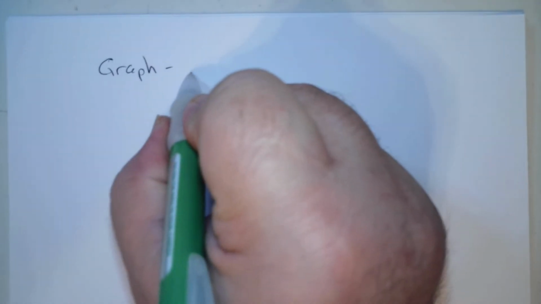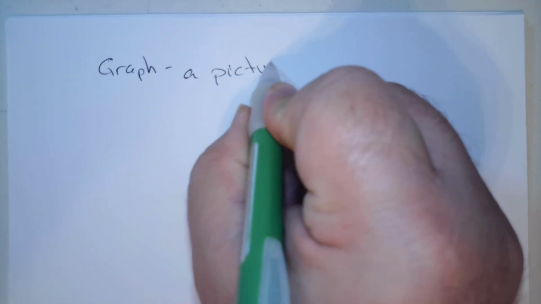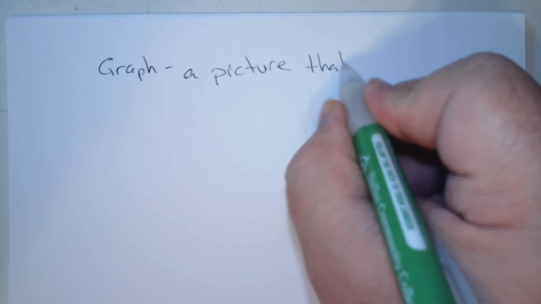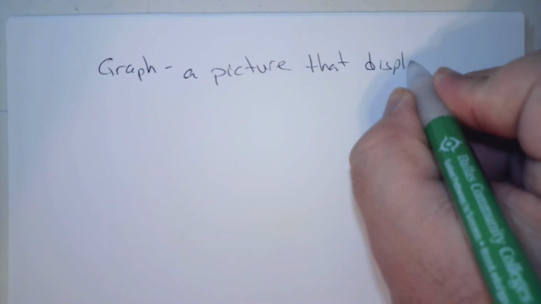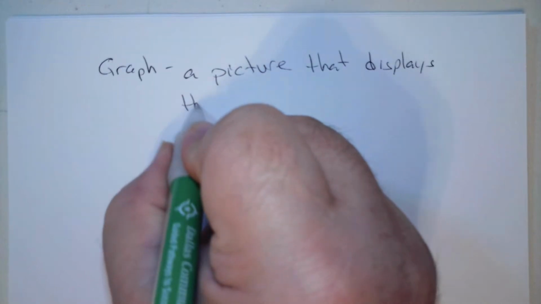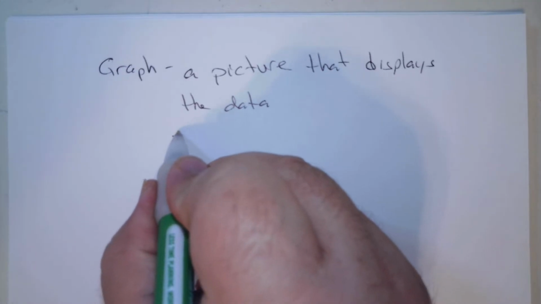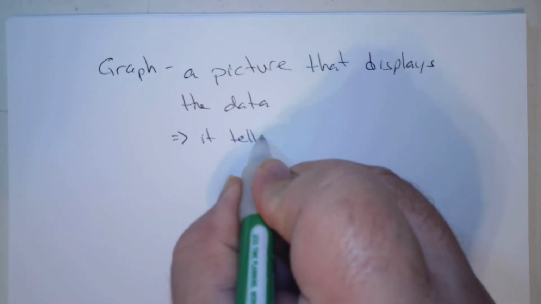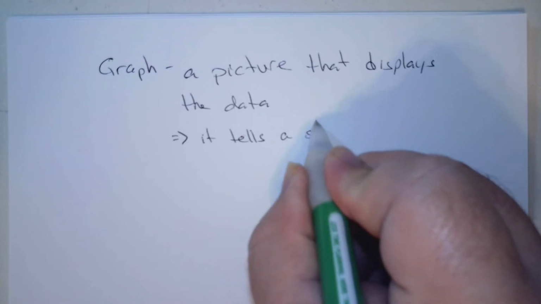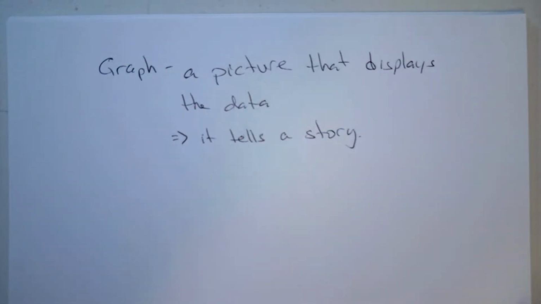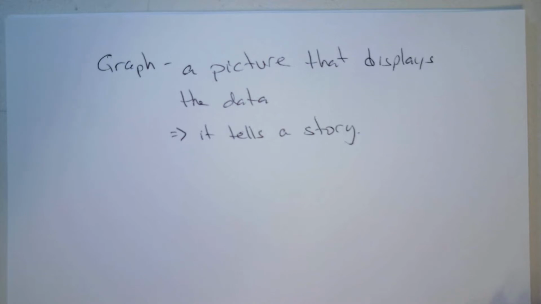So, the first question: what is a graph? A graph is simply a picture that displays the data. It tells us a story. What we have, how many we have, how are they grouped. So now here we have the word data.